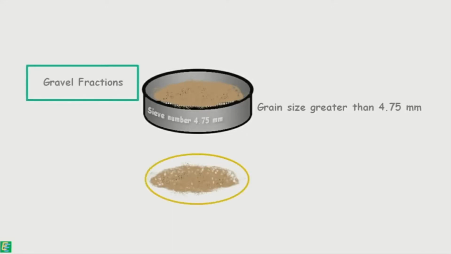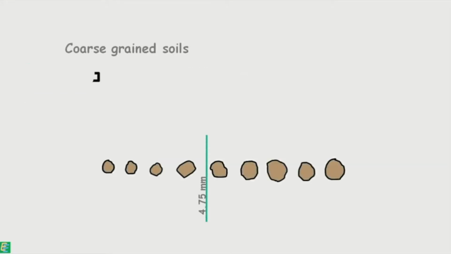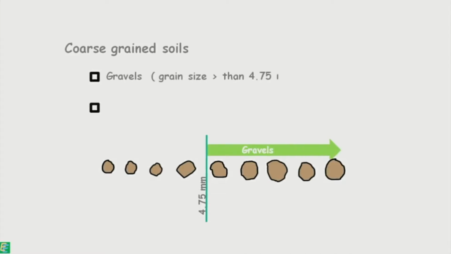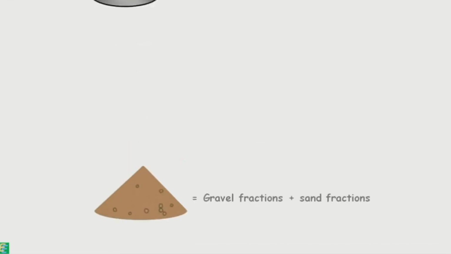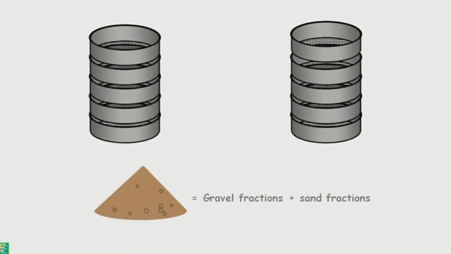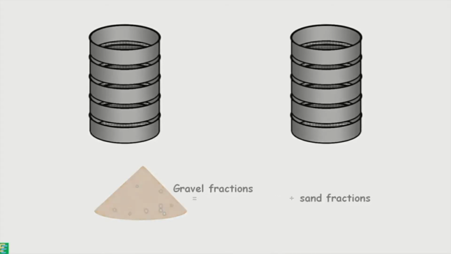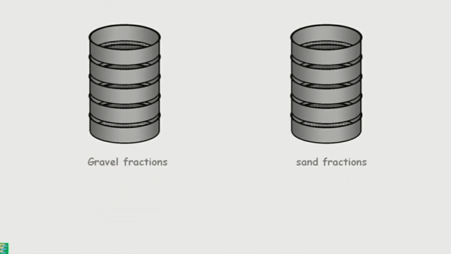The portion of soil which contains particles less than 4.75 mm passes through the sieve, and this portion will then be called the sand fraction. This way, coarse-grained soils are divided into two categories. We have gravels, having grain size greater than 4.75 mm, and we have sand, having grain size smaller than 4.75 mm. So for the sieve analysis of our sample, we will need two sets of sieves, one for the gravel fractions and another for sand fractions.